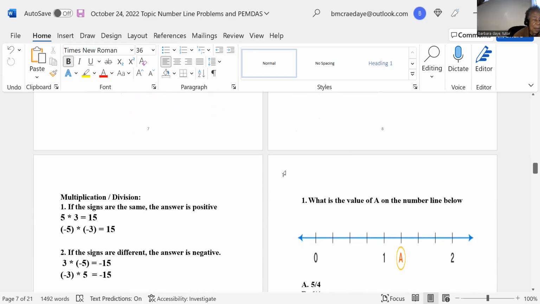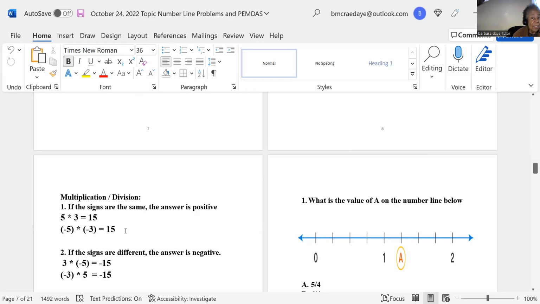Now, when you get into multiplication and division, the rules are the same. Signs are the same, you get a plus. So a plus 5 times a plus 3 is a plus 15. A minus 5 times a minus 3 is a plus 15.